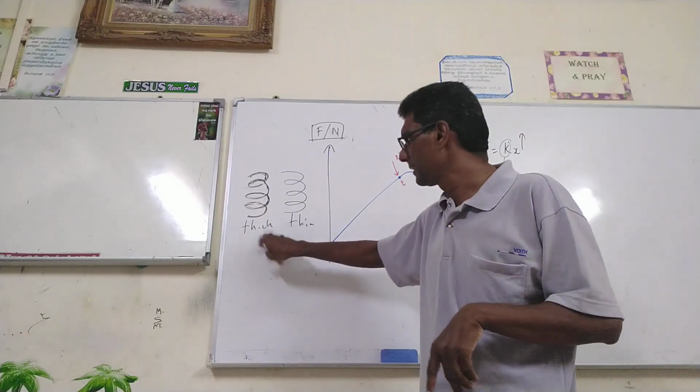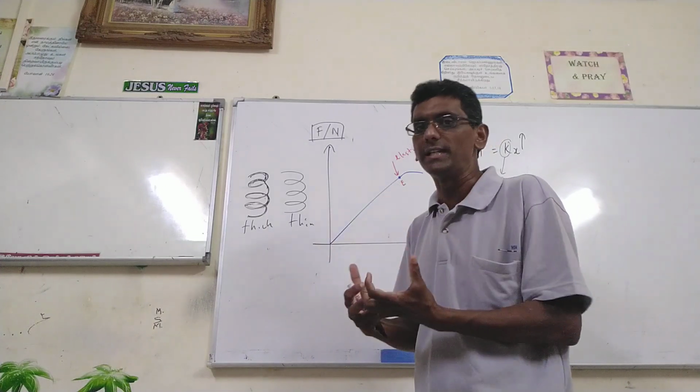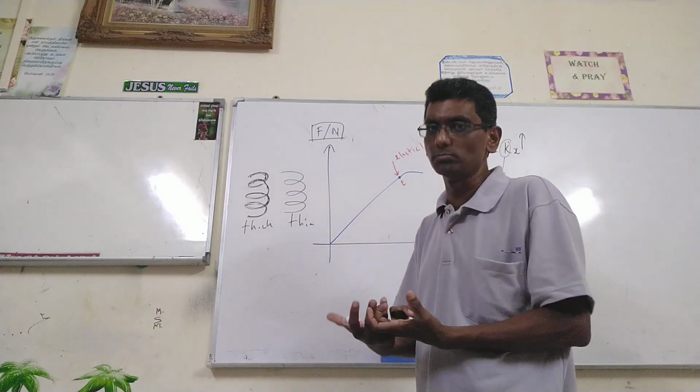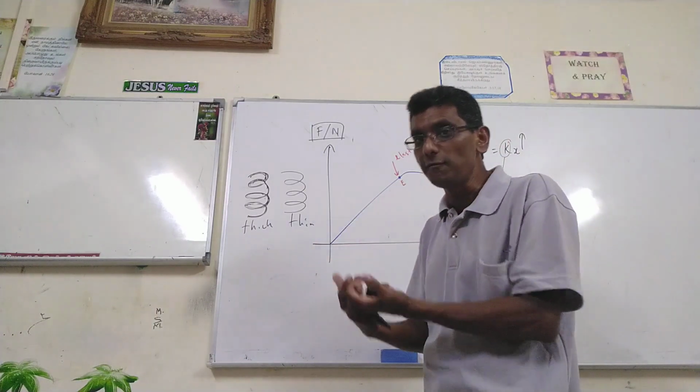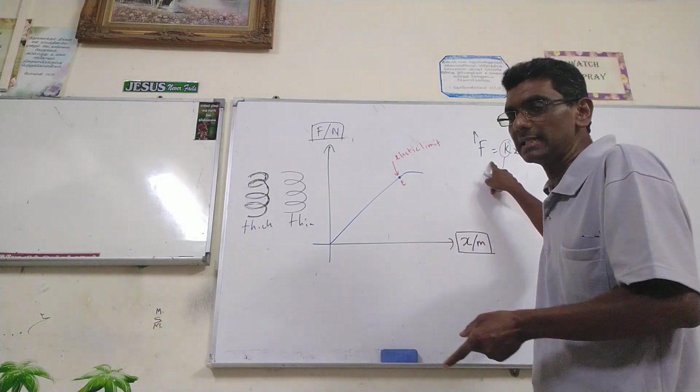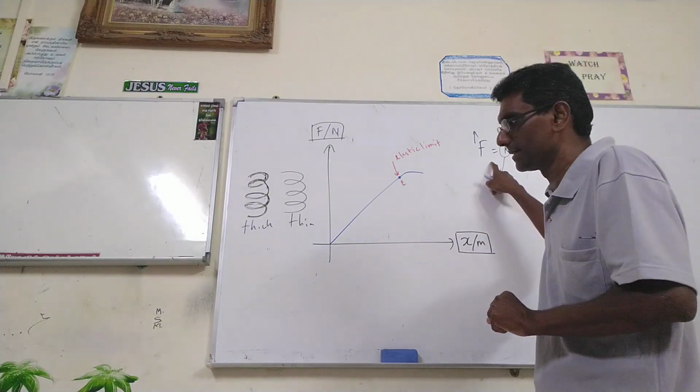Thick spring means it can endure more weight, can sustain more weight or more load, because of higher stiffness. The K value will be higher. The stiffness of the spring increases.